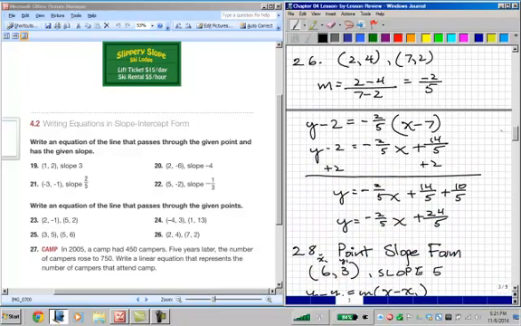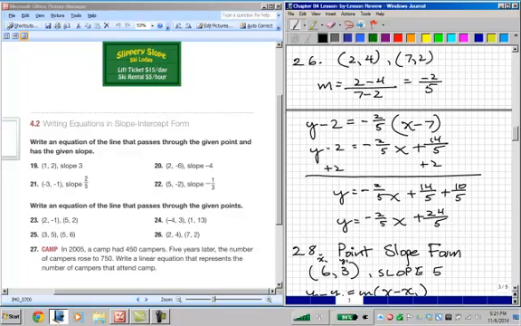26, same thing. So y sub 2 minus y sub 1, 2 minus 4, over x sub 2 minus x sub 1, 7 minus 2. Negative 2 over 5 is the slope, and I'll use 2 comma 4. I'm sorry, I'll use 7 comma 2. So y minus 2 equals negative 2/5 times x minus 7.